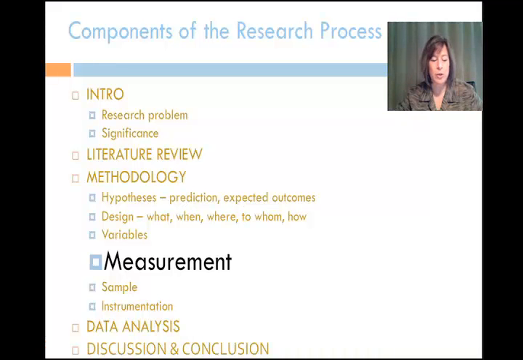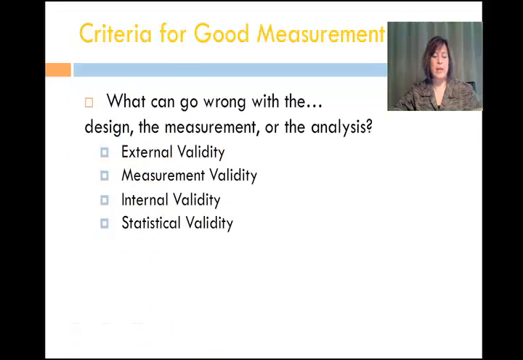Here are the components of the research process that you've seen, and we are still talking about measurement. And then we're also going to get a little bit into quality of design. So, just like with reliability, we can get into trouble with the quality of our design and our measurements and our analysis. And that has to do with the validity of the design, the measurement, or the analysis.